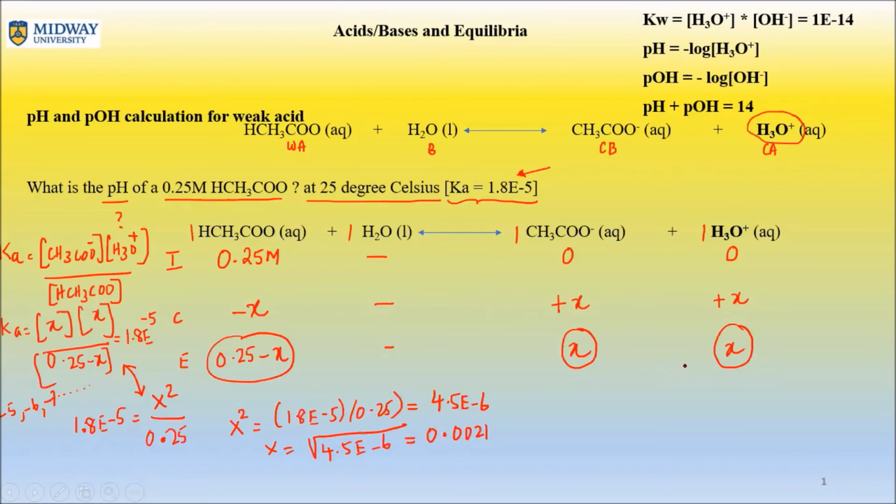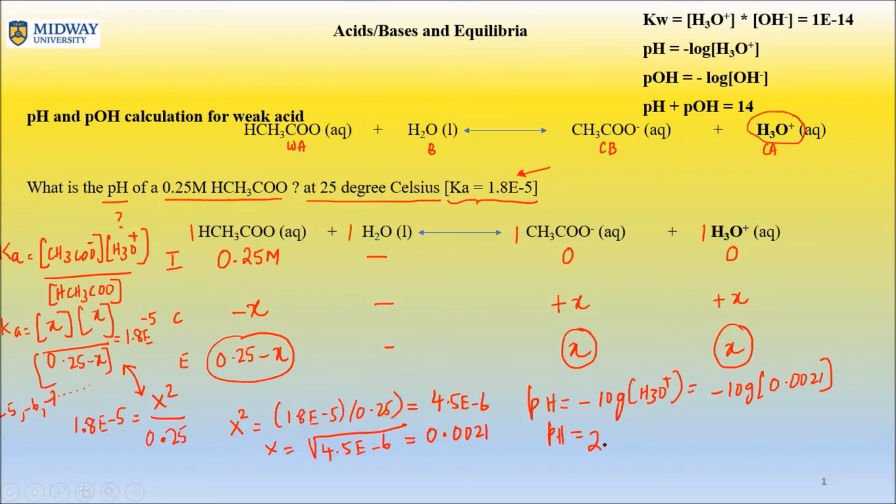What is this x really? X is H3O plus. It is also CH3CO minus, but it is also H3O plus, right? What do we need to find pH? We need H3O plus, exactly. So negative log of H3O plus equals negative log of 0.0021. So pH equals just the negative log of that, which would be 2.67.